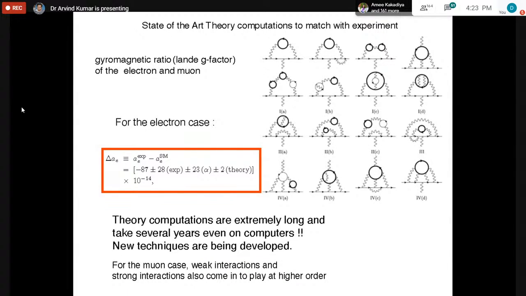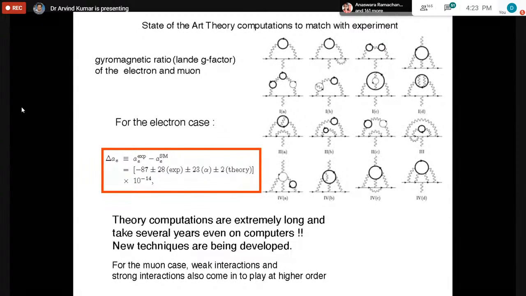Then what is the source of this particular error? That means why the theory and experiment don't match is a big challenge now. It could be new physics, it could be dark matter, it could be anything actually.